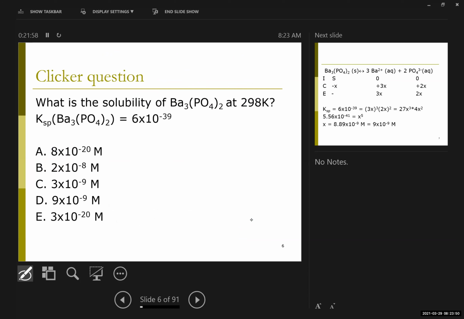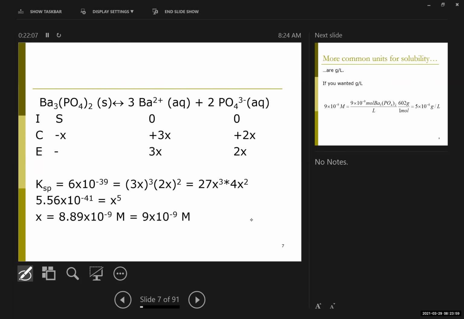Like any other equilibrium problem, balanced equation, K equation, ice chart, and solve. The balanced equation for barium phosphate actually results in 5 separate ions, 2 phosphates and 3 barium 2 pluses. And so my stoichiometry is not 1-to-1-to-1 anymore, which means it's the return of exponents in my K equation.